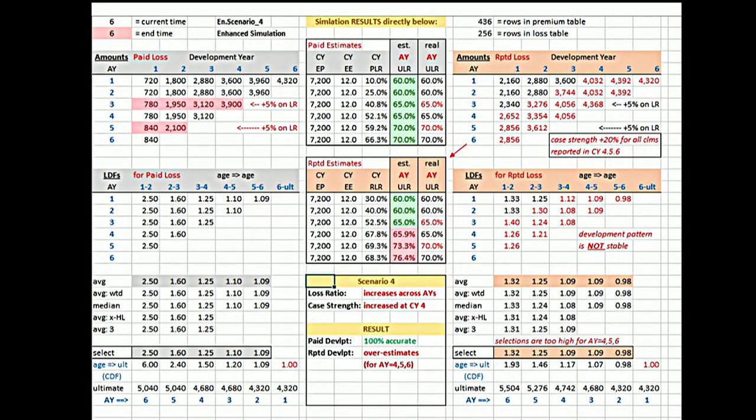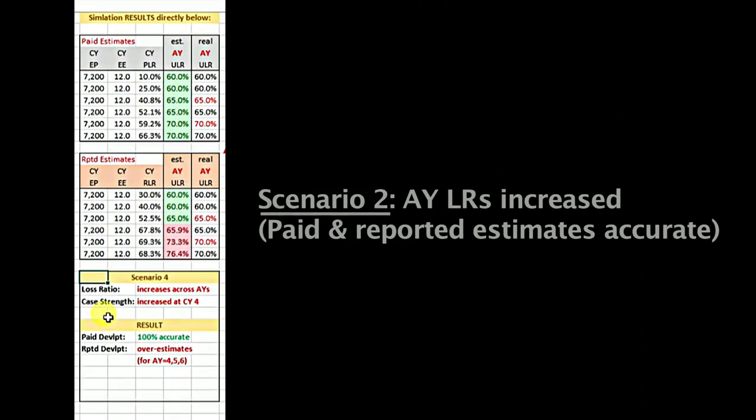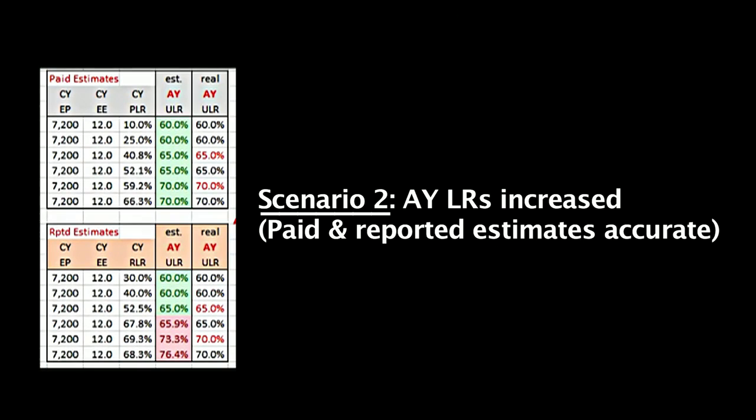If you understand scenarios 2 and 3, then scenario 4 is easy because it's just a combination of 2 and 3. Recall that in scenario 2, the real accident year loss ratio increased from 60% to 65% to 70%. Now, the raw data in the paid and reported triangles increased correspondingly, but the development patterns remained stable, so our estimates of ultimates remained accurate.